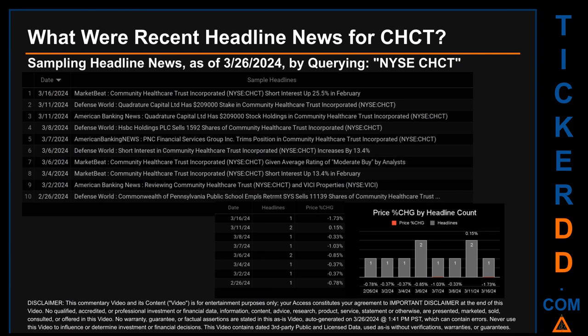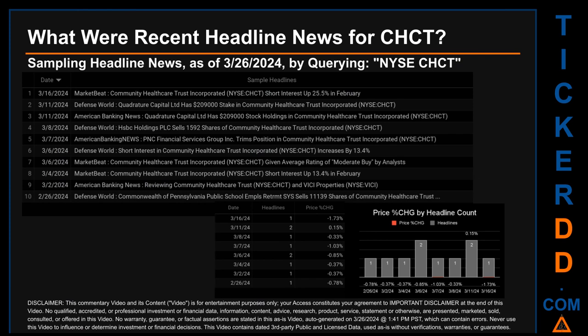I did so by searching specifically by a keyword that may appear, broadly, in the title or the body of discoverable news articles. The keyword that I used was a combination of the exchange and the ticker symbol. NYSE. CHCT. The results shows 10 unique headlines, published across 8 unique dates. Publication dates spanned 19 days.